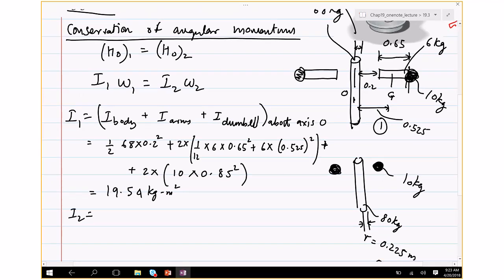Next, we find the inertia of this system. It's much simpler than that one because now there are only three geometries. So for the cylinder, I body is going to be half times the mass, which is 80 kgs, times the radius squared, 0.225 squared, plus the dumbbell has 10 kgs, and it's a distance of 0.2, I think. That's it.